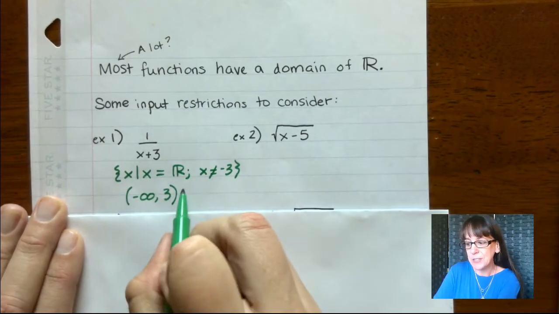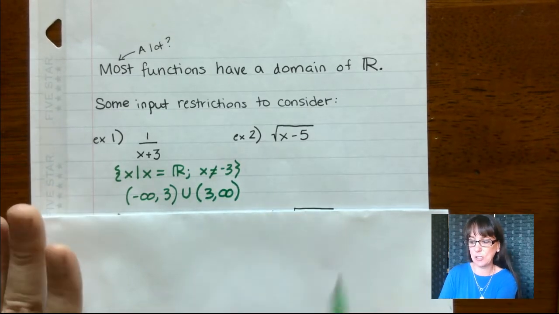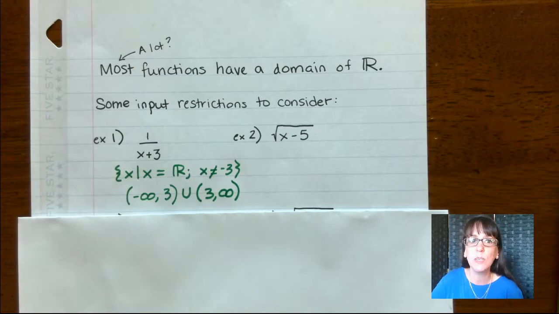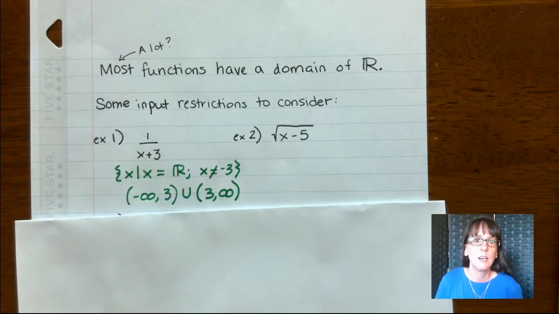However, on the other side of 3, all the way to +infinity, that all is included. So this is the way, this U here means union. So that is including these two things. Both of these are included in our domain there.